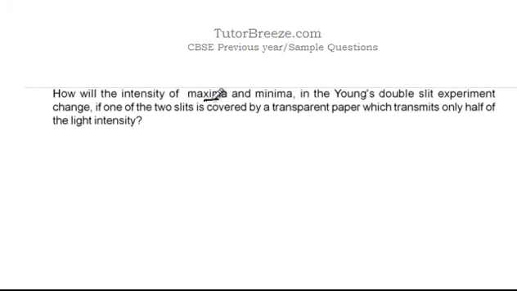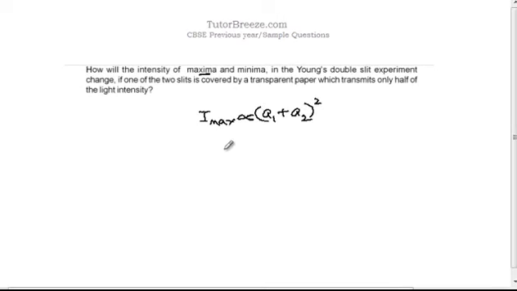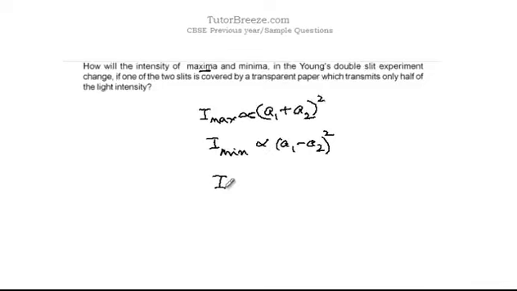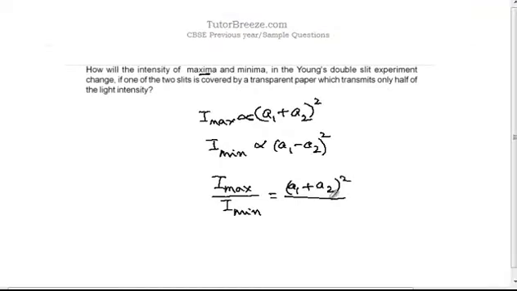At the maxima, the two amplitudes add up, so the intensity at the maxima is proportional to (A1 + A2) whole square, and the intensity at the minima is proportional to (A1 - A2) whole square, because at the minima the two waves are out of phase with each other. So the ratio of the intensity at the maxima to that at the minima is (A1 + A2) whole square by (A1 - A2) whole square.